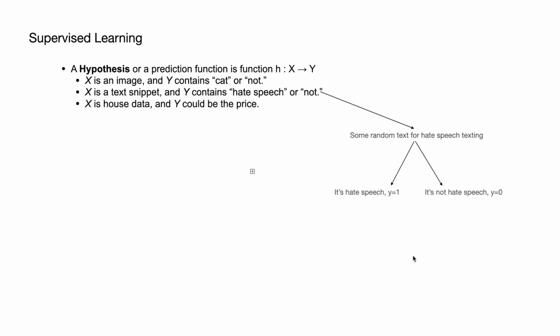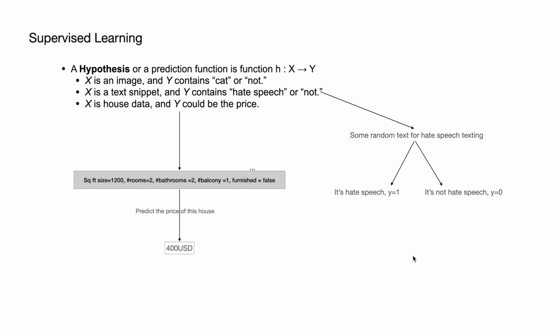Or to identify hate speech, where you have some random text and y equals 1 will represent that it's hate speech, and y equals 0 will represent that it's not hate speech. To predict house pricing data, you can pass a few parameters like the size of your house, number of rooms, number of bathrooms, and it will predict the price of your house. Similarly, there can be other examples like image and speech recognition, recommendation systems, fraud detection, and identifying whether a mail is spam or not spam. These are all examples of supervised learning.